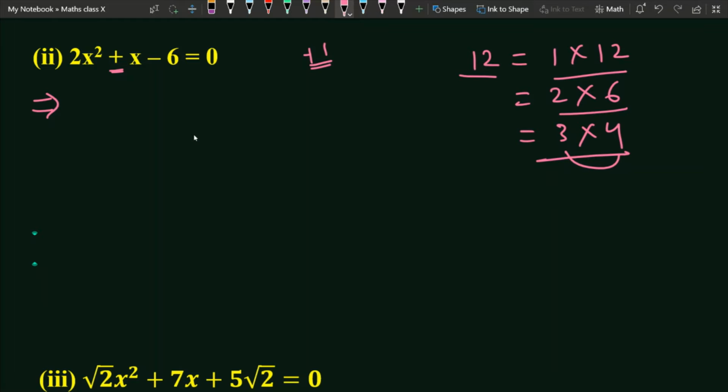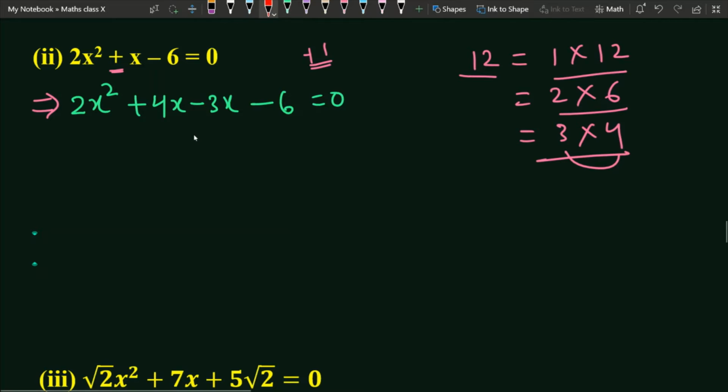Please concentrate on the sign. Be careful. 2x square plus 4x minus 3x. Why have I written plus 4 and minus 3? Why have I not written minus 4 and plus 3? Just because in the midterm we have a plus sign. That's why I have written plus before 4. Okay. Fine. Minus 6 is equal to 0.